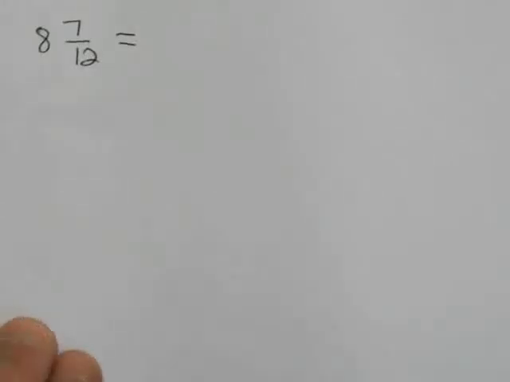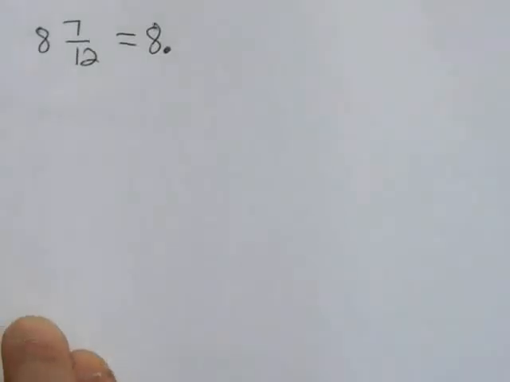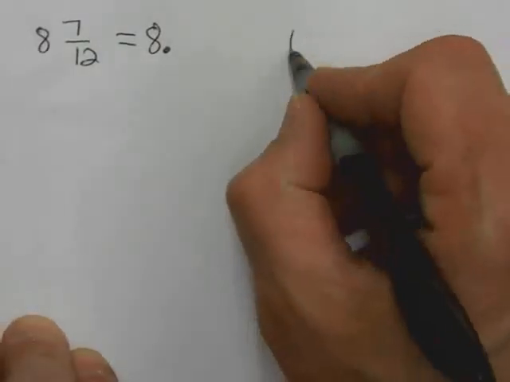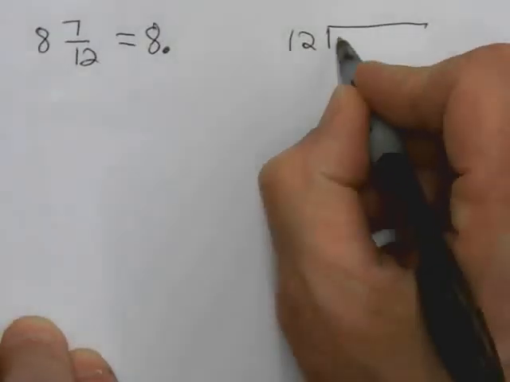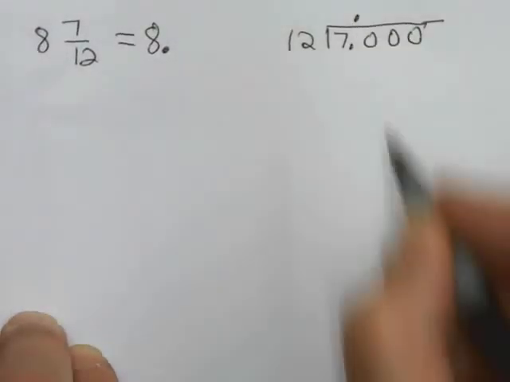I don't really need to do anything with that whole number because I've already got 8 wholes, and that's not going to change. What's going to change is the fraction of the mixed number is going to become a decimal. So let's divide the denominator into the numerator. We're going to divide 12 into 7, put in some zeros, bring up our decimal point.